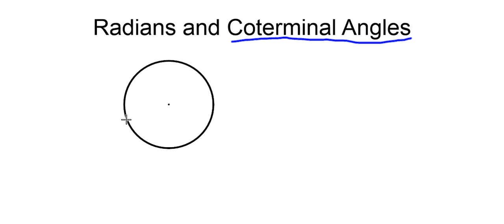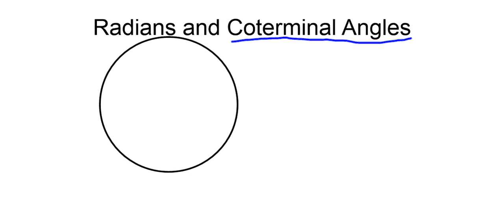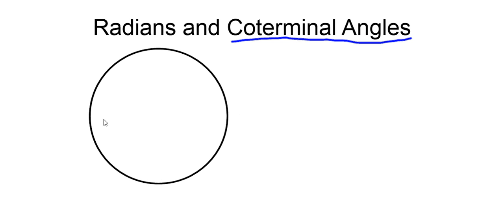Oh, welcome back. We're going to continue our discussion of radians, and then we're going to add this thing called coterminal angles. Now, if you saw my other tutorial, one of the key things when you talk about radians is you have to understand that a radian is essentially the arc length around a unit circle.